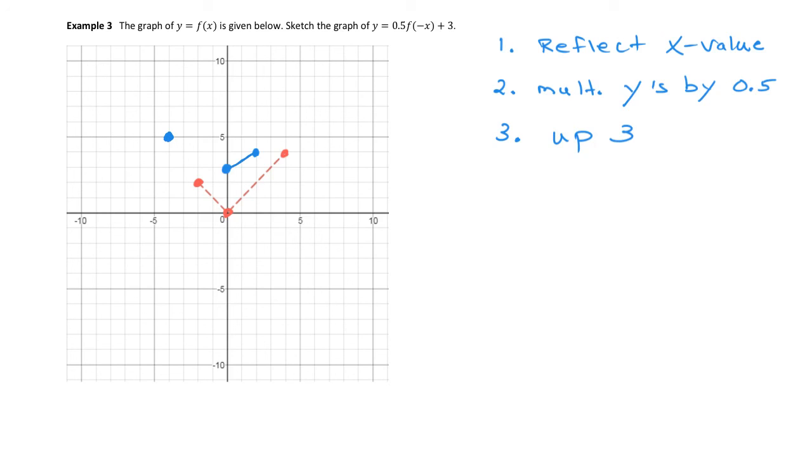And if I connect these points, this is my graph. So this thing has reflected over the y-axis. The distance between the largest and smallest y values has decreased too. It's just a distance of 2, whereas the original graph had a distance of 4. But that makes sense. We're taking half of all of the y values. And this thing certainly has shifted up 3 places, so this is the final graph of my new function.